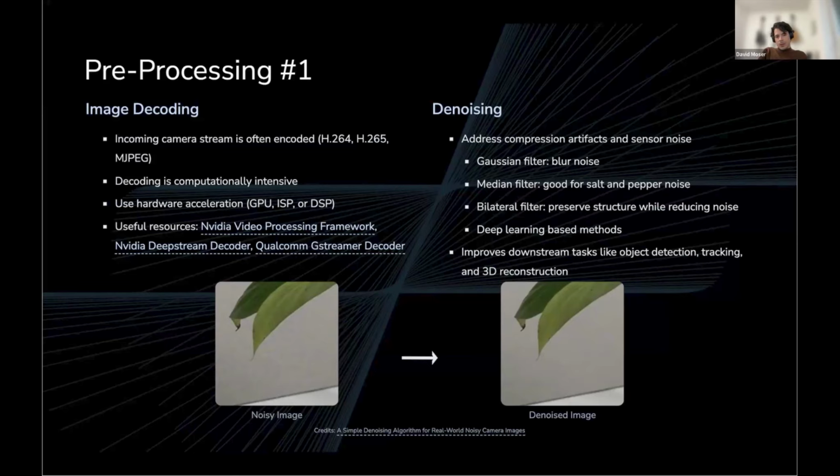Then denoising, it's for sure an interesting part as well, especially if you work with sensors which are price effective or just cheap. Their signal to noise ratio can be bad, especially if you have low light conditions. You want to improve your image, or denoise your image as best as possible. This will also improve your downstream performance.